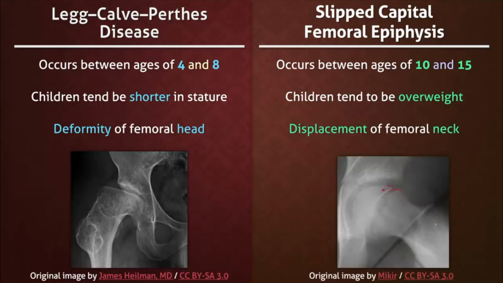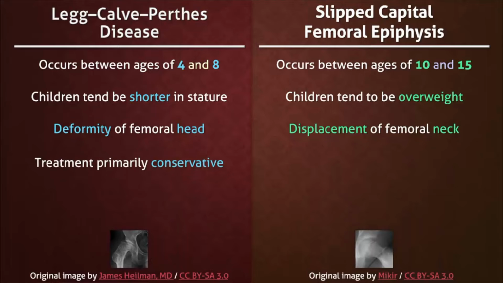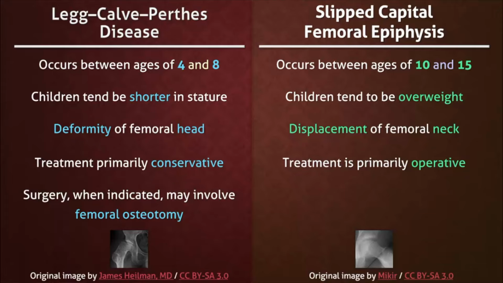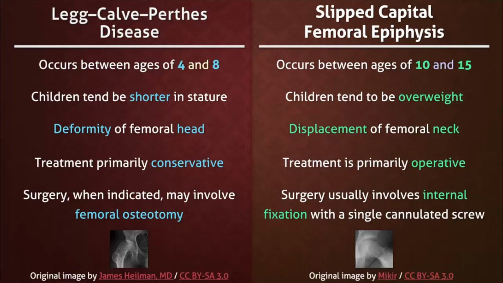Patients with Legg-Calvé-Perthes disease are usually treated conservatively with bed rest and analgesia, while urgent surgery is indicated for most patients with slipped capital femoral epiphysis. When patients with Legg-Calvé-Perthes disease require surgery, surgical containment often involves femoral osteotomies. In patients with slipped capital femoral epiphysis, surgery usually involves internal fixation with a single cannulated screw.